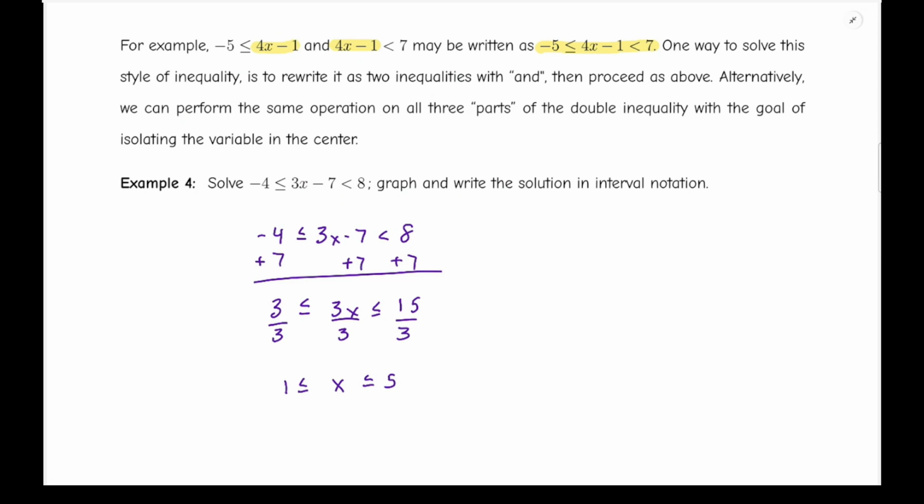Now the nice thing about these that can be rewritten as double inequalities is that we only need one number line again. Because I know this goes from 1 to 5. Oh, I added an equal sign here. Let me erase that. And then we have a loose inequality, so a filled circle at 1, a strict inequality, so an empty circle at 5, and then everything between. And then in interval notation, it's 1, 5, with a bracket on the 1, a parenthesis on the 5.